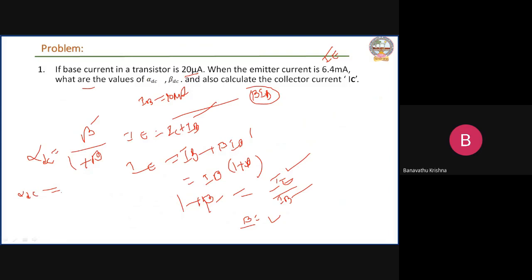Similarly, one more quantity here, IC, you have to calculate. IC equals beta into IB. You know the beta value, you know the IB value, then you have to calculate the collector current.